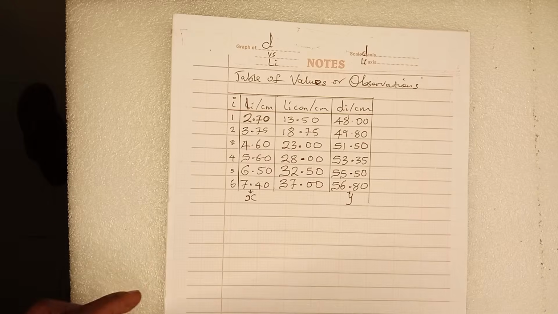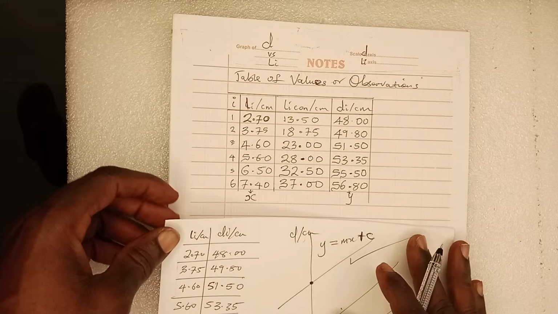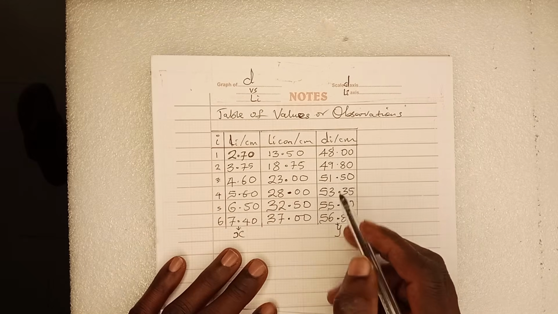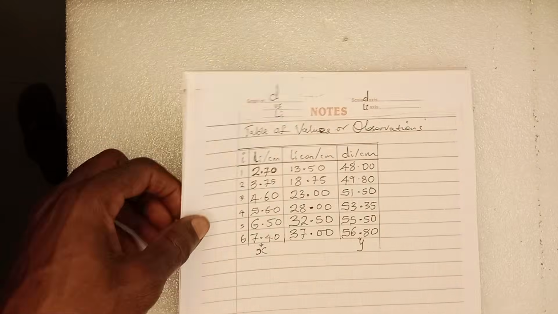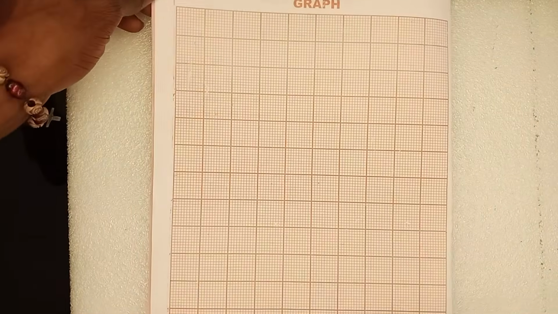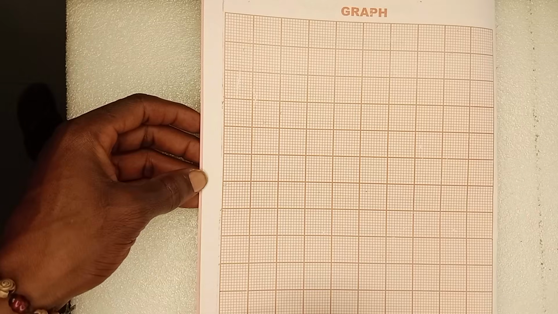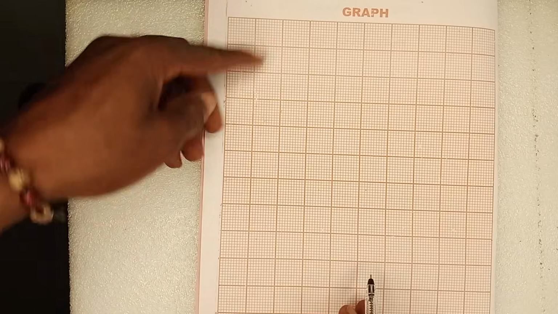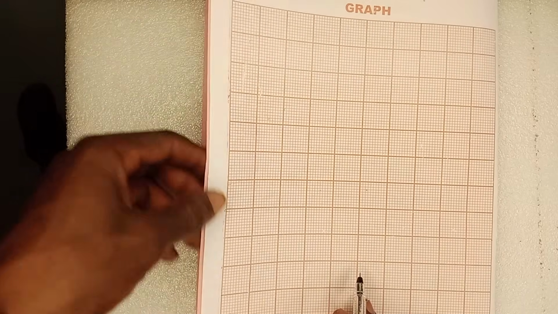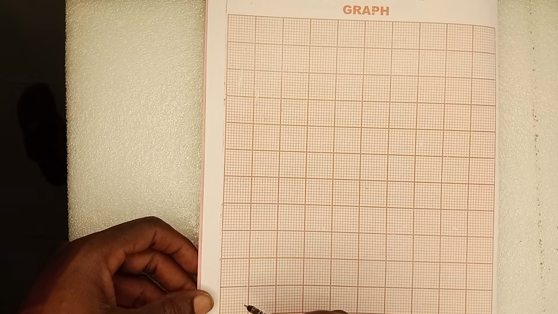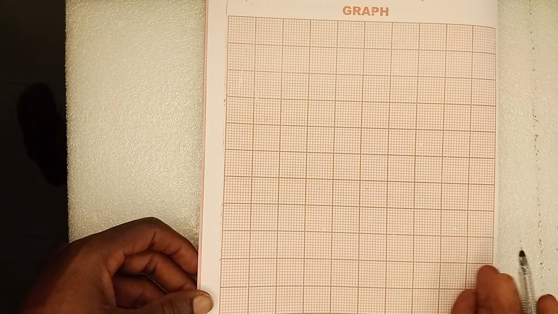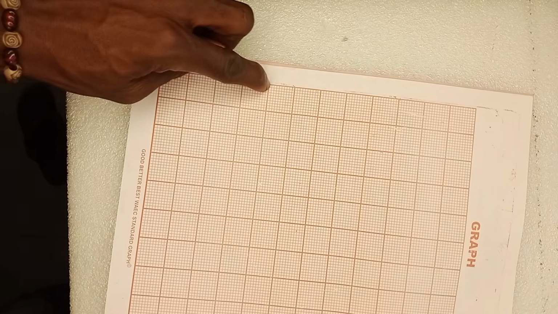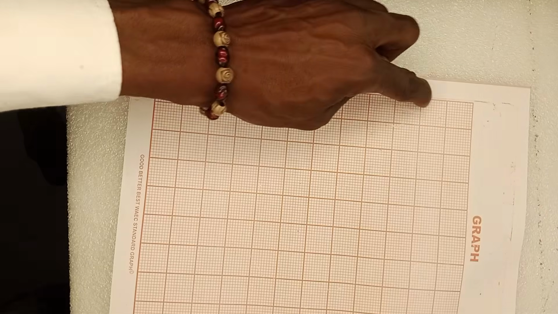So the next thing I want us to do right now is to choose a suitable scale. Here the highest value is 56. On the D is 56. So let's look at this. There are how many boxes here? There are 1, 2, 3, 4, 5, 6, 7, 8, 9, 10, 11, 12. Good. So we can say that let 2 cm represent 10 units. That will give us 60. See that? This is 10, 20, 30, 40, 50, 60.